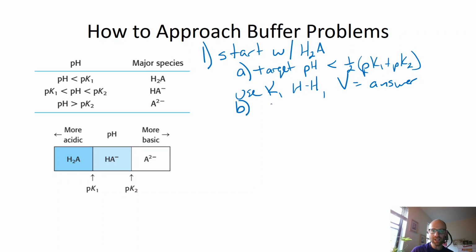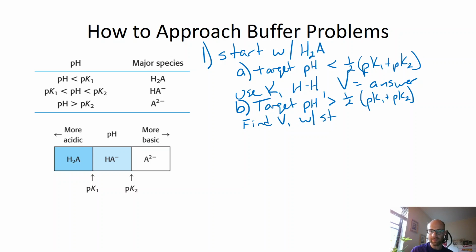For letter B, if the target pH is greater than the average, you find V1 with stoichiometry, use K2 to find V2, and then your total is equal to V1 plus V2. And then in the second case, you can make a buffer if you start with the base.